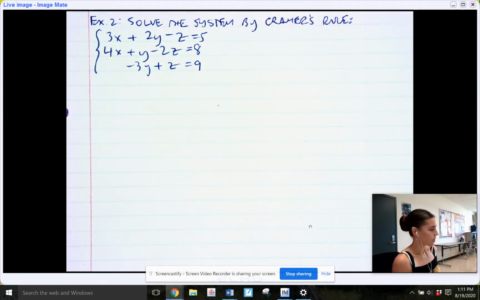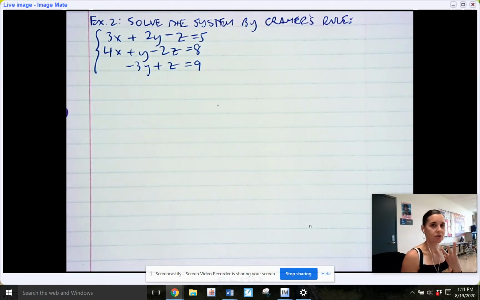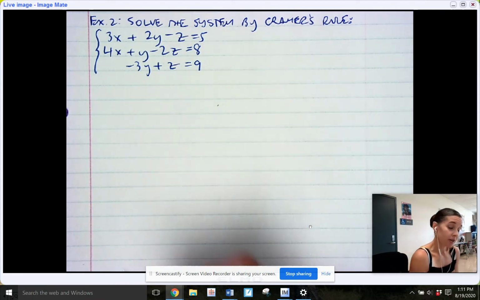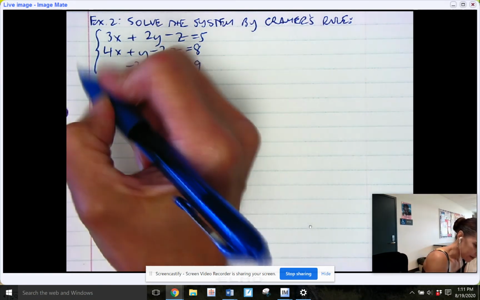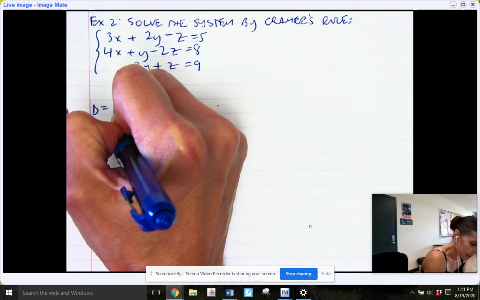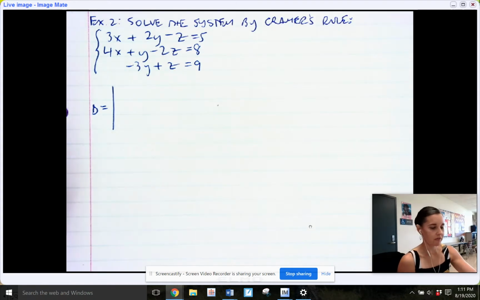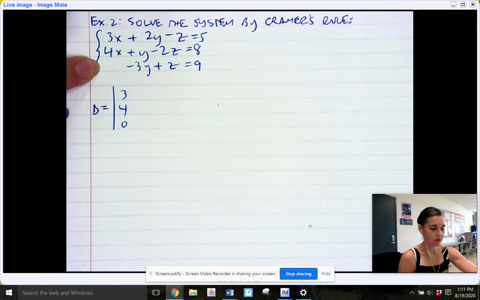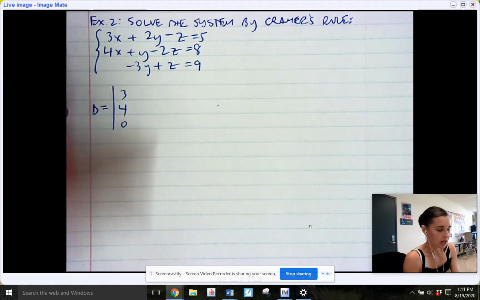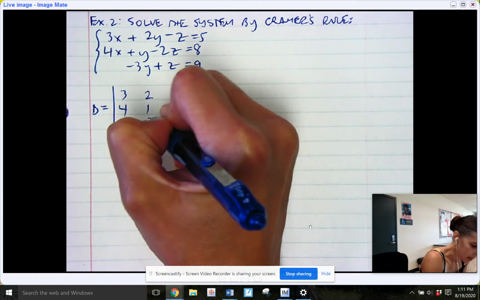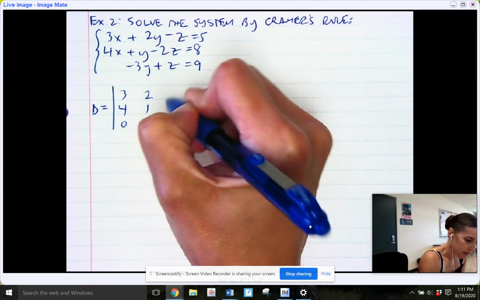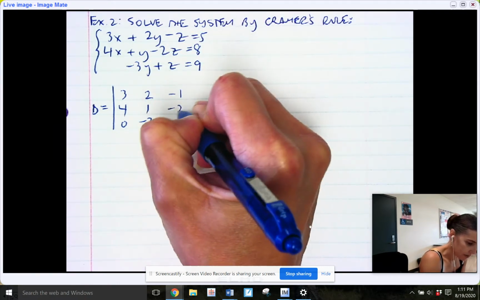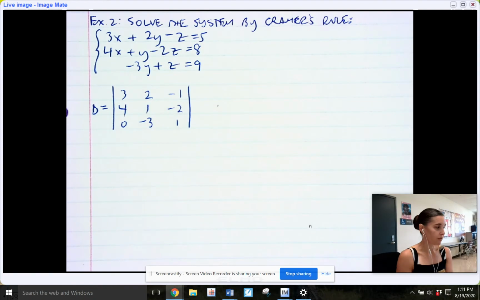We know that we have 3 variables, so you know you're going to have a Dx, a Dy, a Dz. You also have to have your regular determinant, so I'm going to write the regular determinant first. When I write my regular determinant, it's just the values in front of the variables. So I see 3, 4, 0 for the x values. Then 2, 1, negative 3. Then I got negative 1, negative 2, 1. That is my regular determinant.